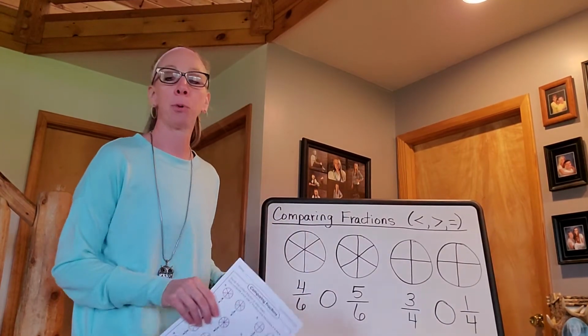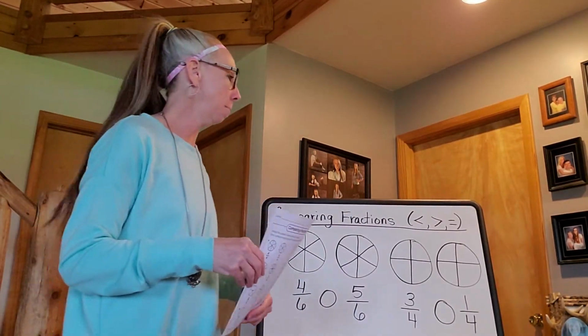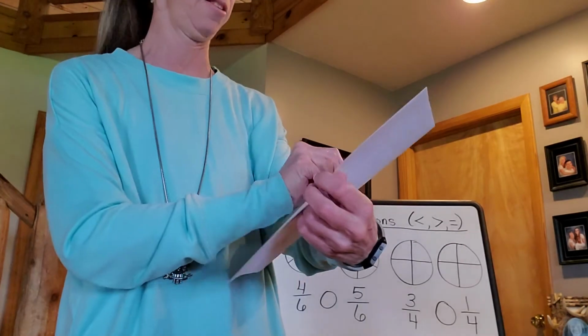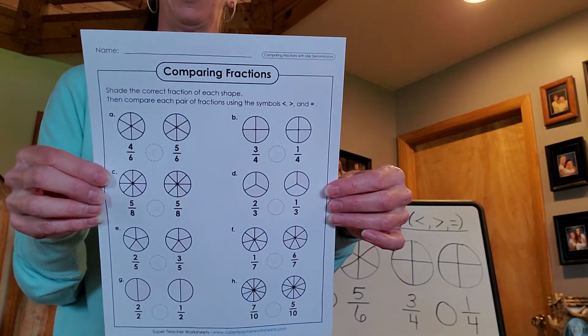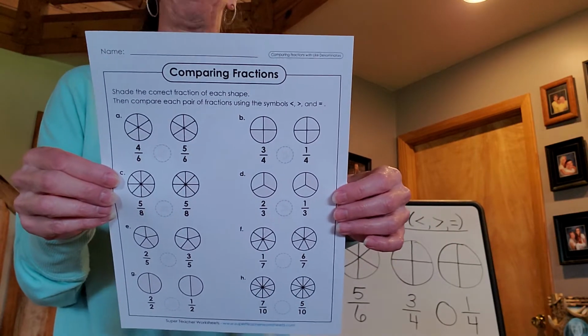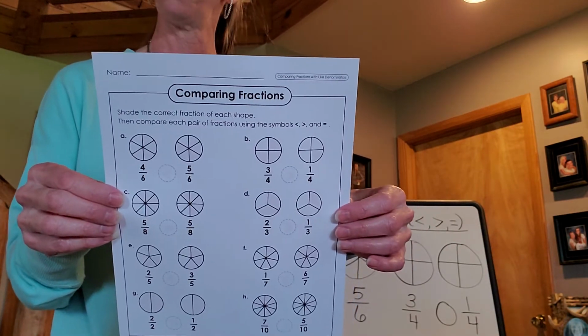Okay, so now I have my board set up for the next activity. The second activity, or second worksheet, is also comparing fractions, and it looks like this. It's all fraction circles. And I thought I brought some fraction circles home with me, but apparently I did not. So we'll just do the best that we can.